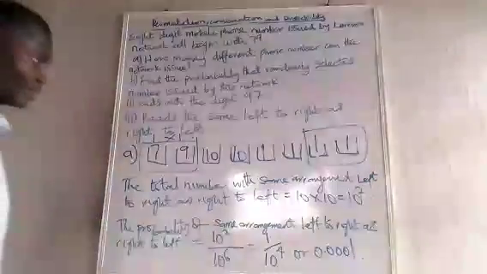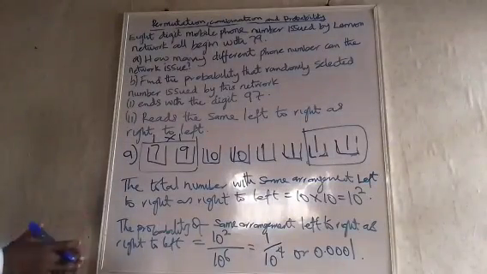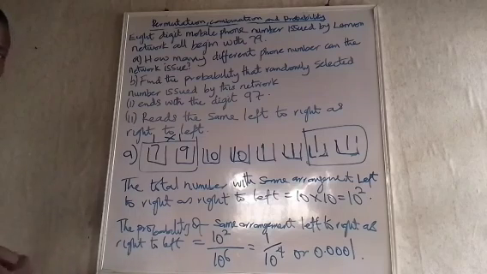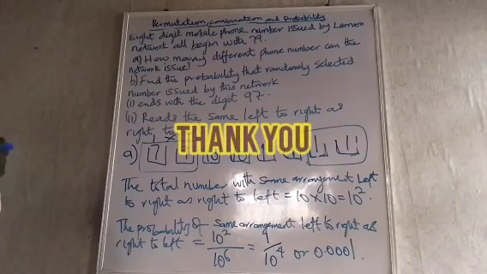So that's the probability. You can see it's just to show you how to reason when you are handling different types of questions. So the first one is a combination. This one is permutation.